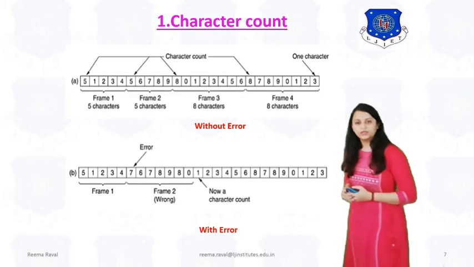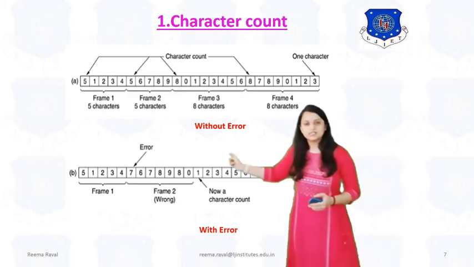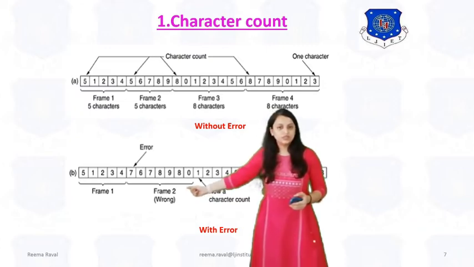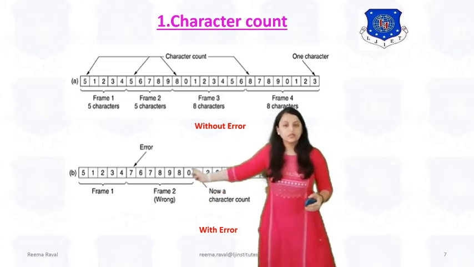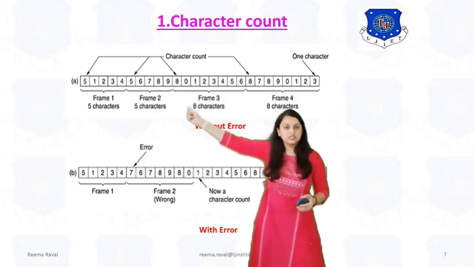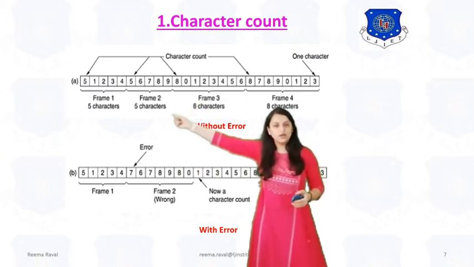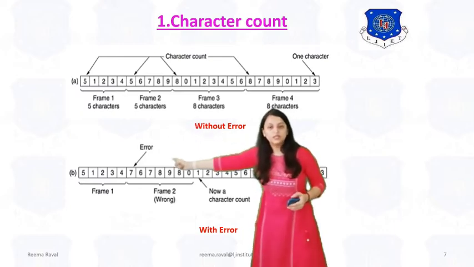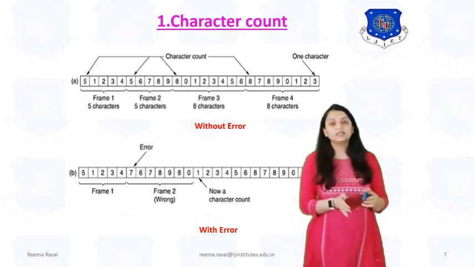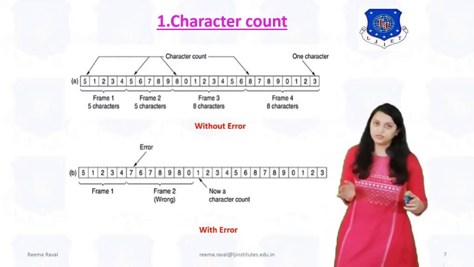Let's say, for example, here frame 1 is received correctly, but frame 2 has an error. Frame 2 is received wrong, right? Because the 5 is changed to 7. As you can see from the previous case, frame 2 has the character count 5, but here it is changed from 5 to 7. That means the receiver will understand that the length of that particular next frame is 5 bits.